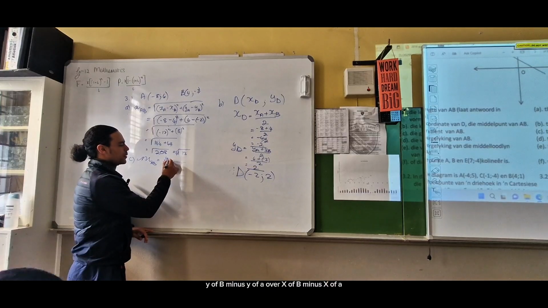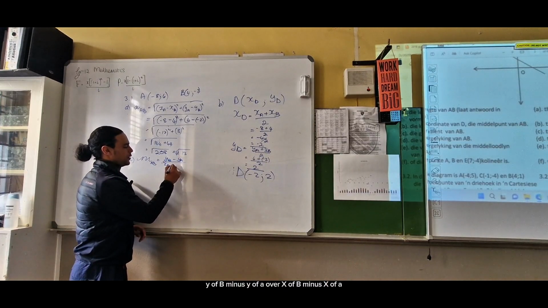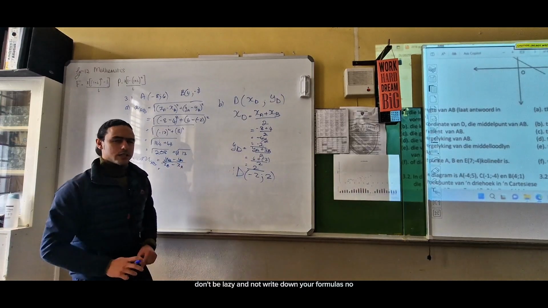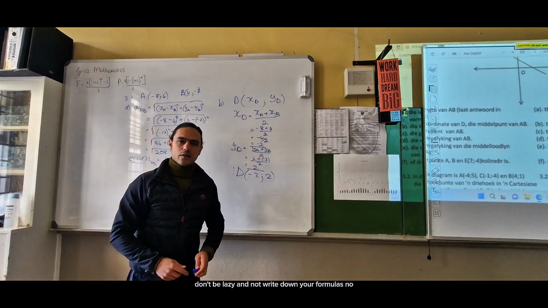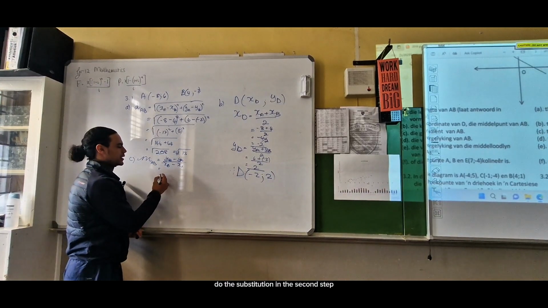The formula is y of B minus y of A over x of B minus x of A. Guys and girls, don't be lazy and not write down your formulas. Write down your formulas for the first step. Do the substitution in the second step.